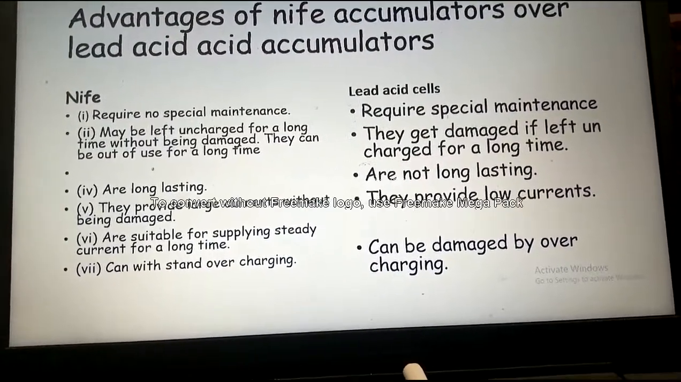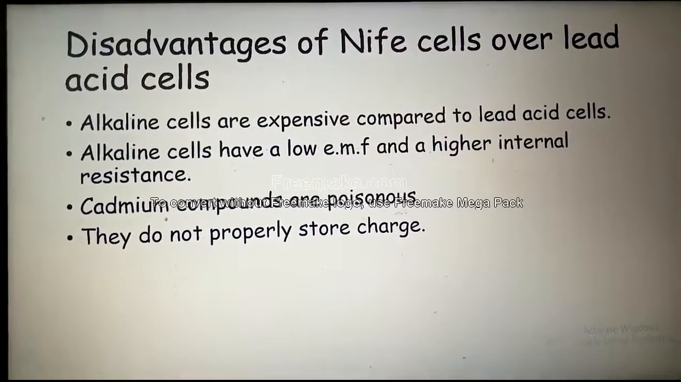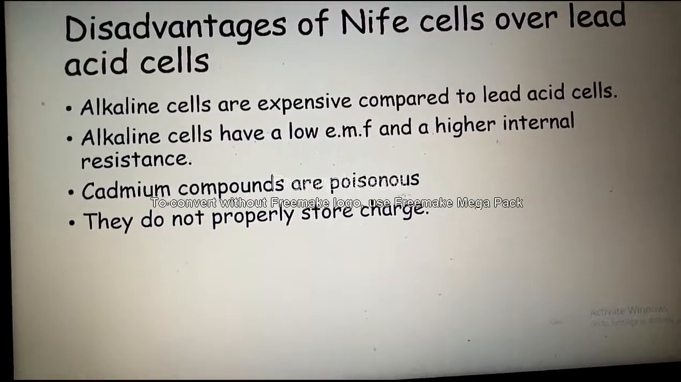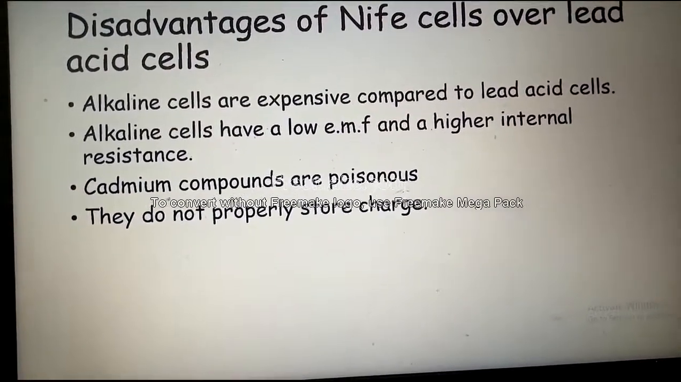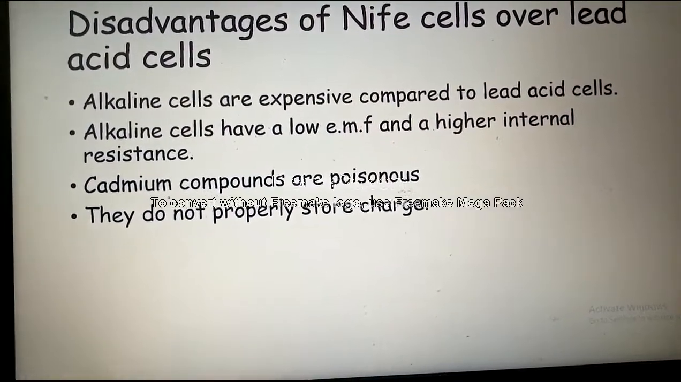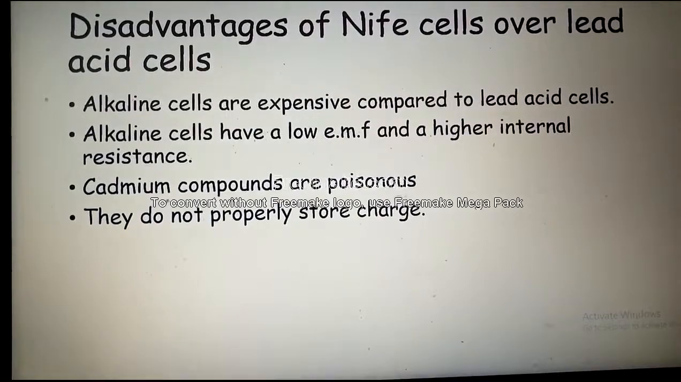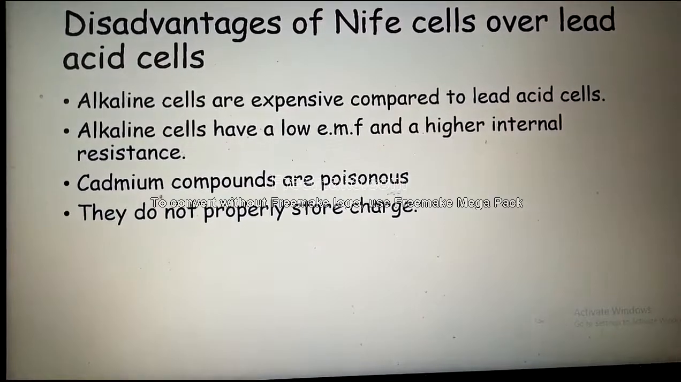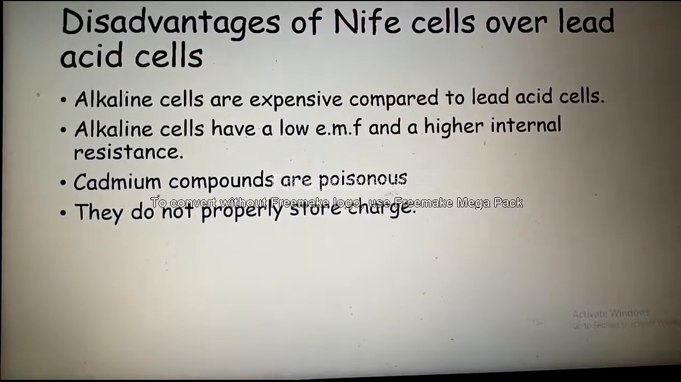So let us end with the disadvantages of knife accumulators. Disadvantages of knife cells over lead acid cells. One is that alkaline cells are expensive compared to lead acid cells. Two, alkaline cells have a low EMF. We shall look at EMF in our subsequent lessons. They also have high internal resistance, which is not the case with lead acid accumulators. Then, the components of alkaline cells are at times poisonous. And lastly, they do not properly store charge.